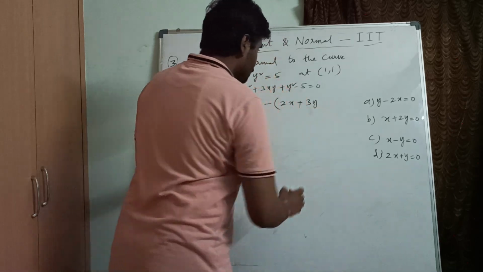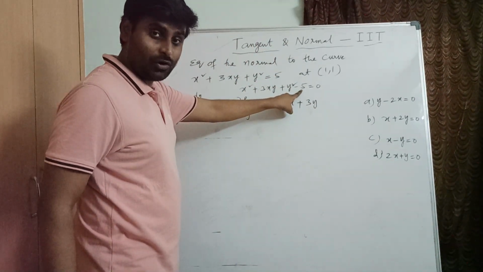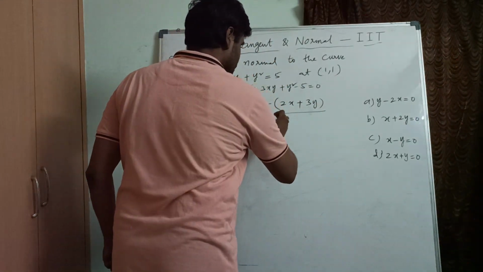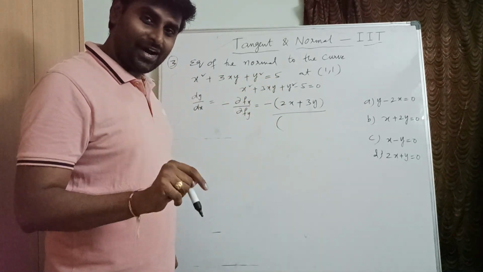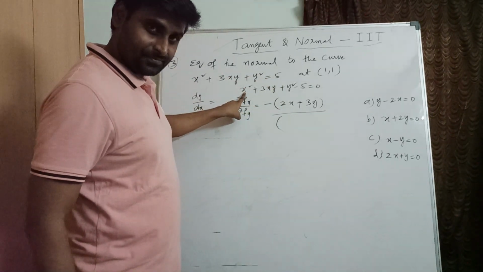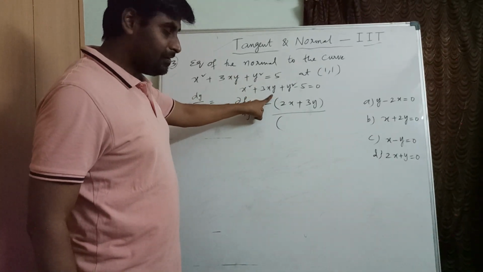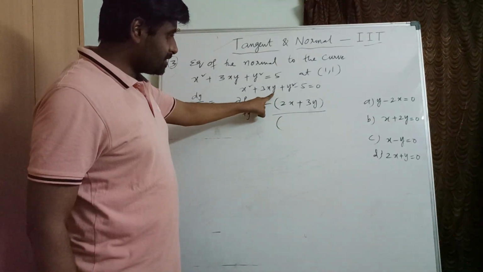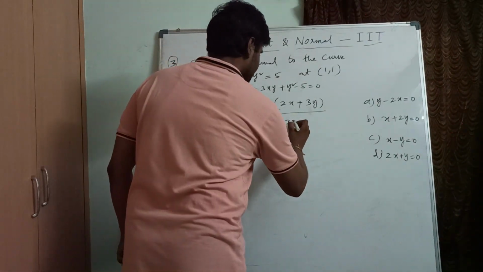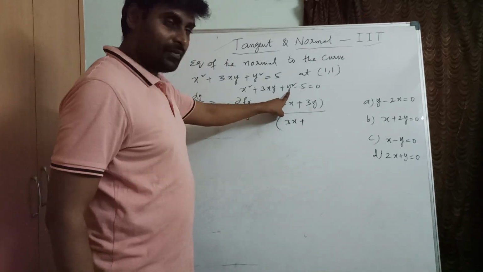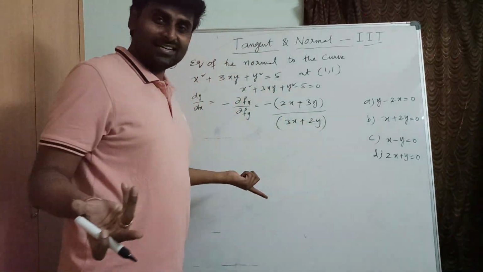Do you have any x term in y square? No. In the constant? No, it is 0. Now similarly derive the same function with respect to y. Do you have any y term in x square? No, constant, 0. In 3xy, derivative of y is 1, so 1 into 3x, 3x. Derivative of y square, 2y. The constant is 0. That's it.